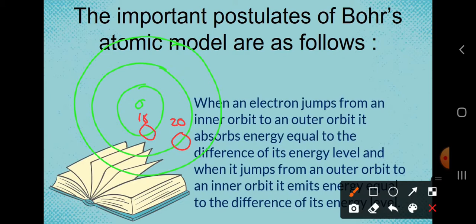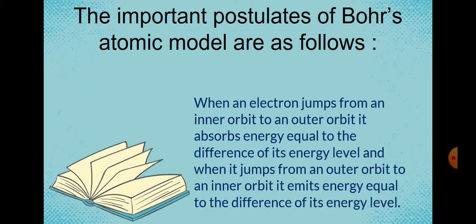Next, it says that when it jumps from an outer orbit to an inner orbit, it emits energy. Now, for example, if this is the last orbit, the energy is 30. When it jumps from the third orbit to the second orbit, the energy is going to be emitted, meaning the energy is going to lessen. So it came from 30 to 20. Understood, everybody? So these are the three things which the Bohr model is stating.